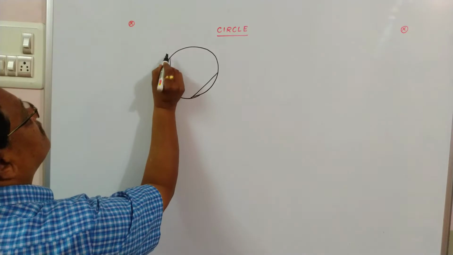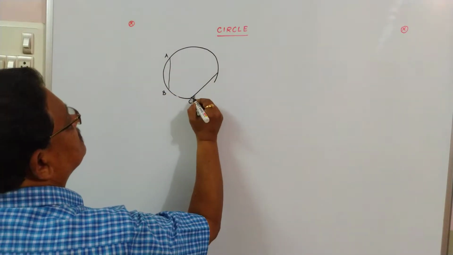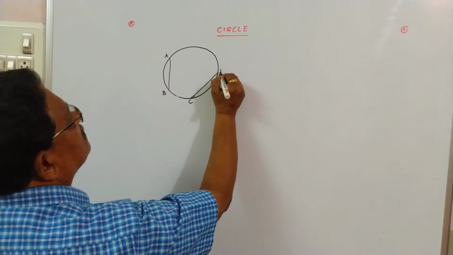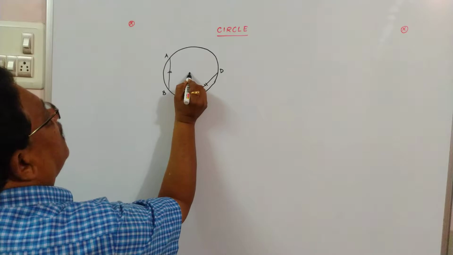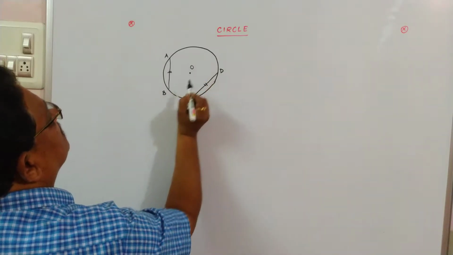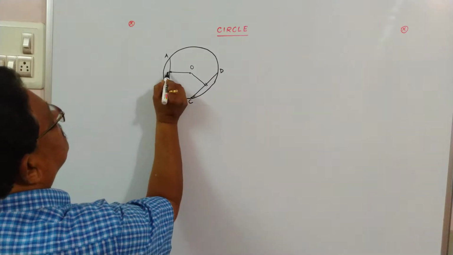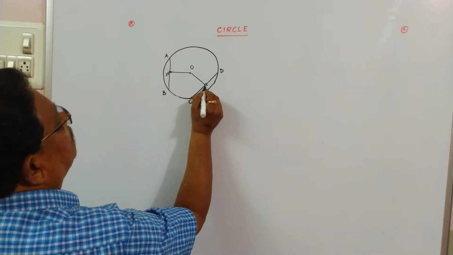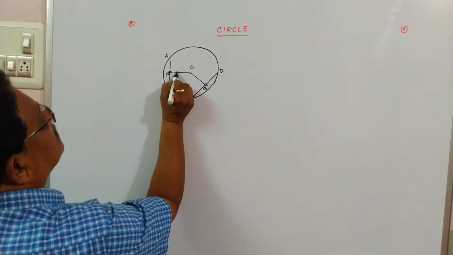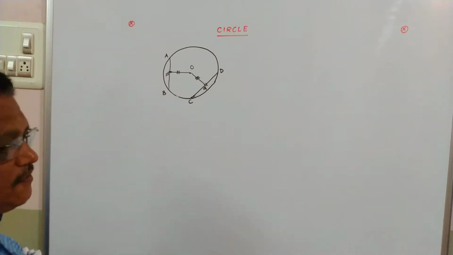In this figure, AB and CD are two chords which are congruent, and if O is the center of the circle, then they are at the same distance from the center, from chord AB as well as chord CD. That means segment OP is congruent to segment OQ.